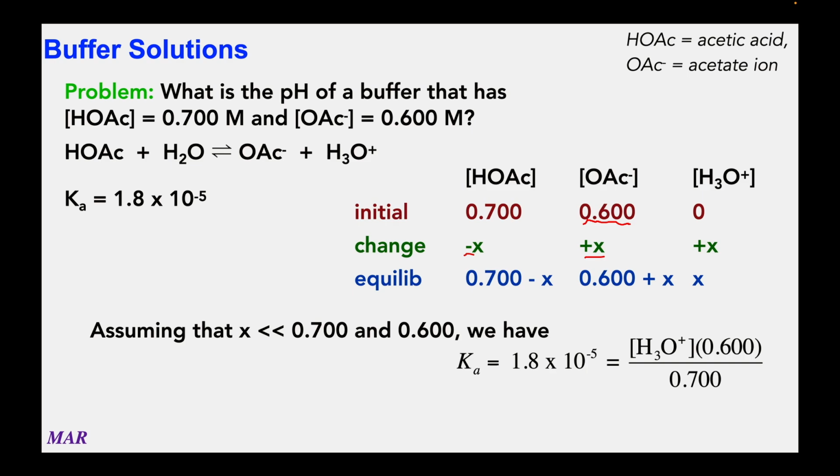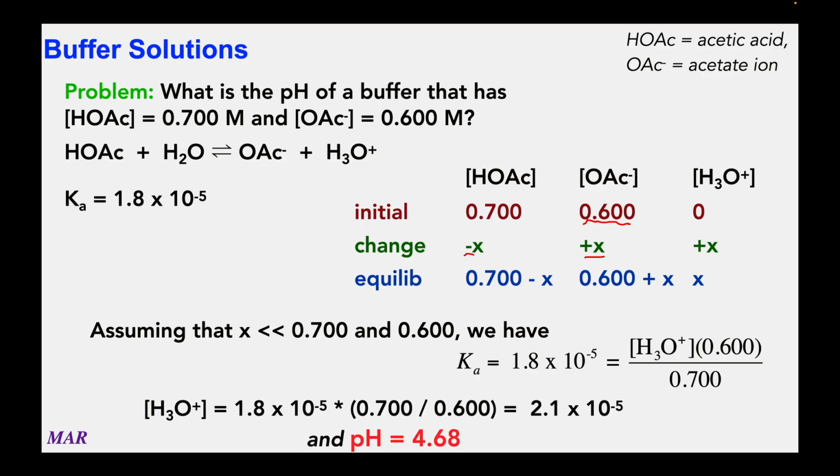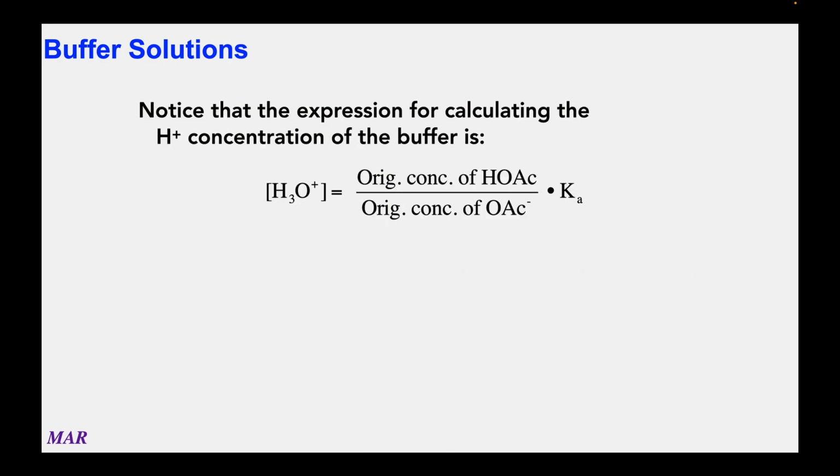both of those. So you end up with just Ka equals hydronium times the base, 0.6, divided by the acid, 0.7. So if you solve for hydronium, then hydronium equals Ka times the concentration of the acid divided by the concentration of the base. Hydronium is 2.1 times 10 to the minus 5, pH is minus log of that number, 4.68. So the pH of this buffer system is 4.68.